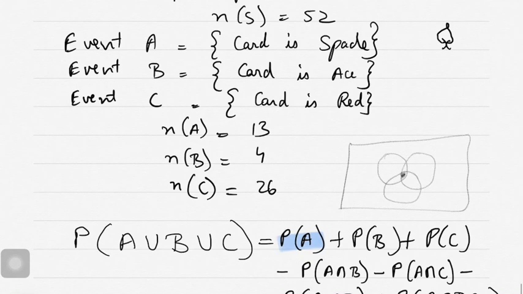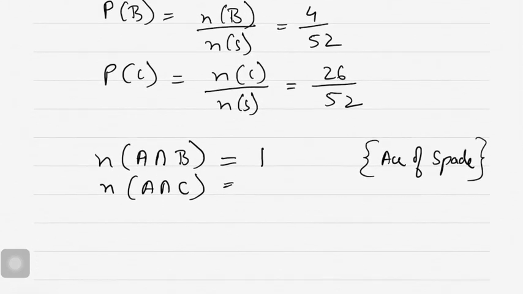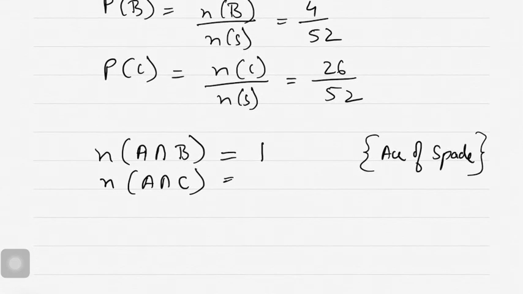What is A? A is the card is a spade. And C is the card is red in color. Spade is black in color, so there is no common point at all, right? The one which is red in color cannot be spade. The one which is spade cannot be red in color. So here the probability is 0. There are 0 cards which are red as well as spade, because spade is black in color.